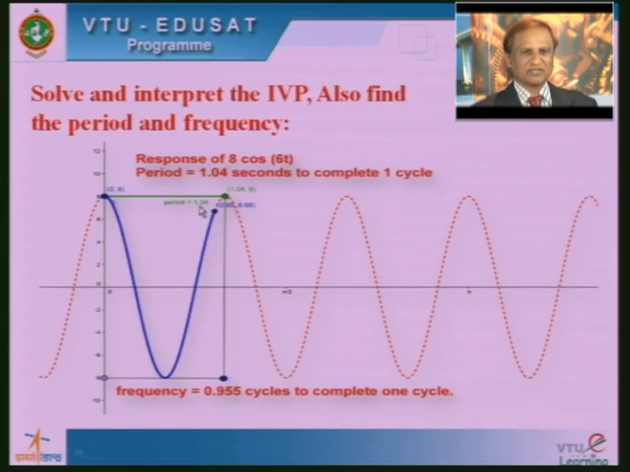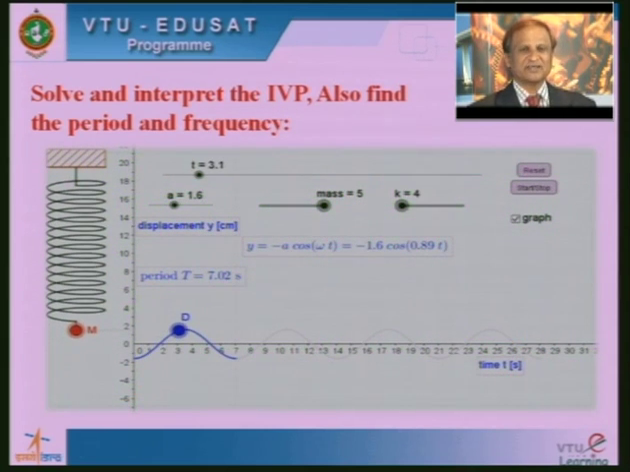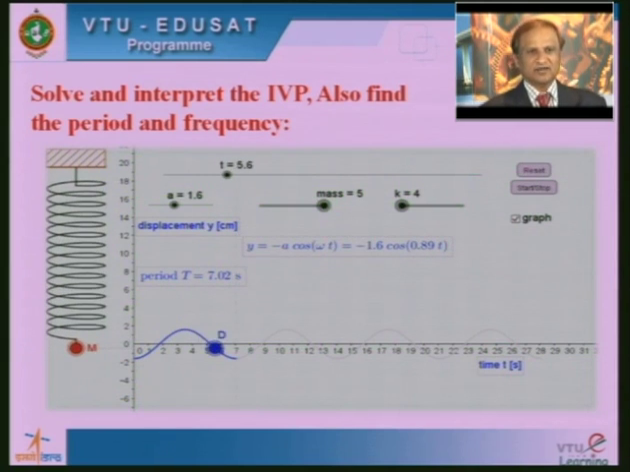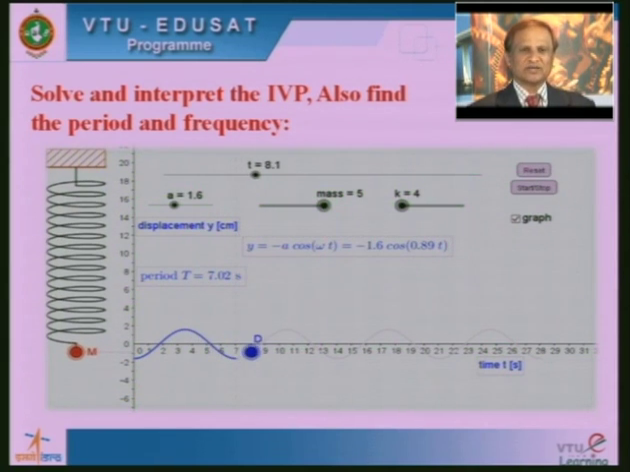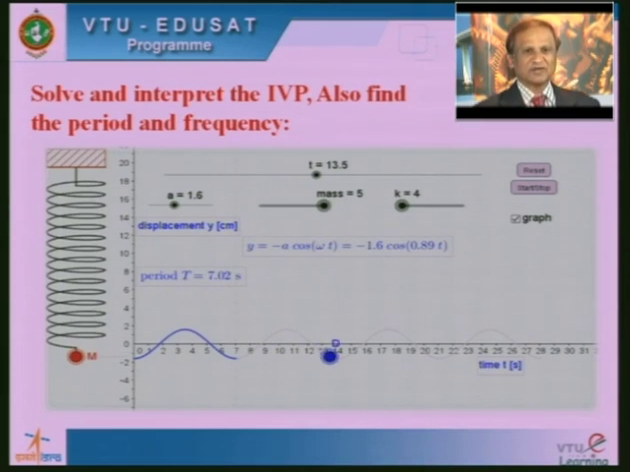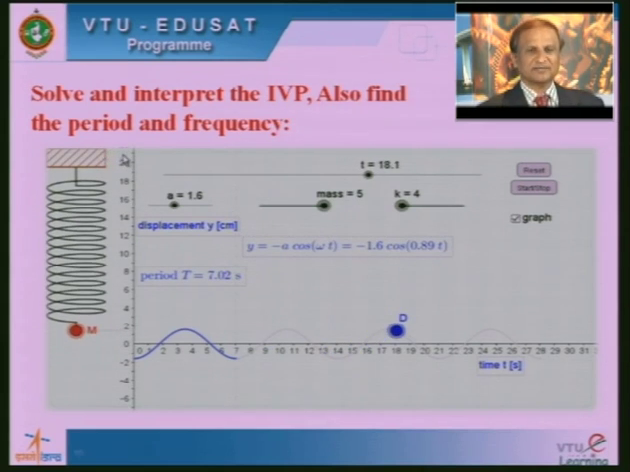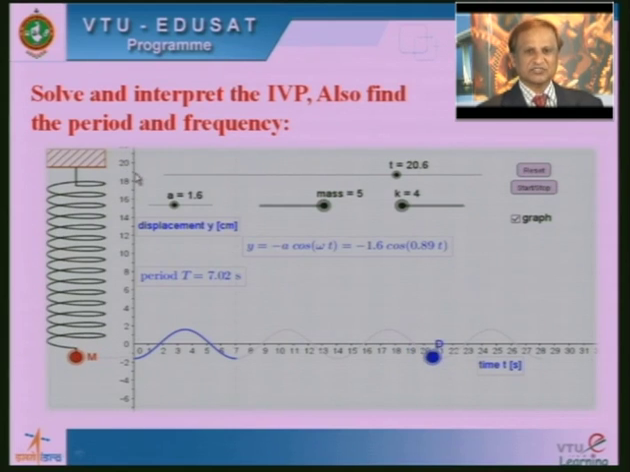The period is approximately 1.04, and I have already calculated 0.95 cycles per second. So it is possible to calculate mathematically as well as graphically. Graphically means that when you draw the graph using GeoGebra, it is possible to calculate the period as well as the frequency. So, friends, I hope now you can draw a similar graph using GeoGebra.